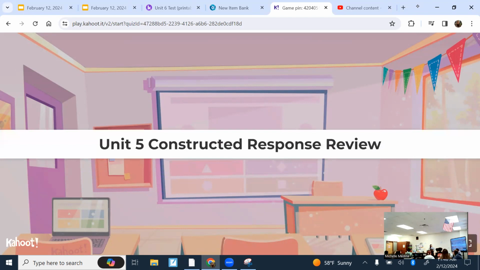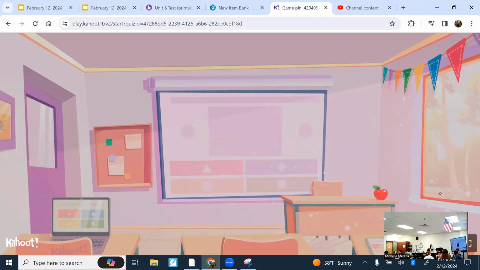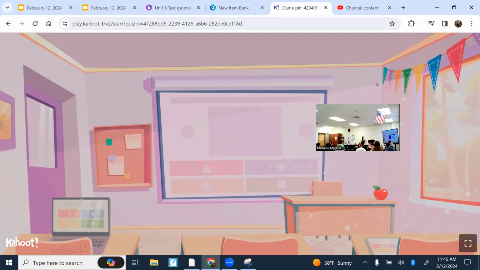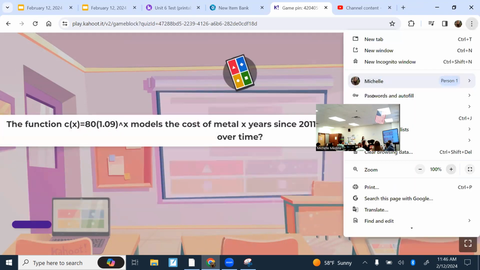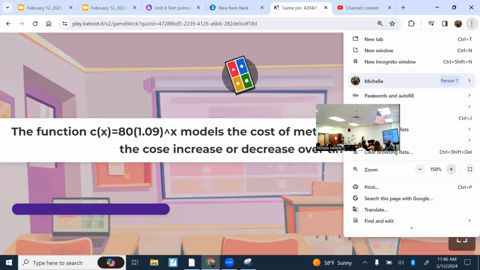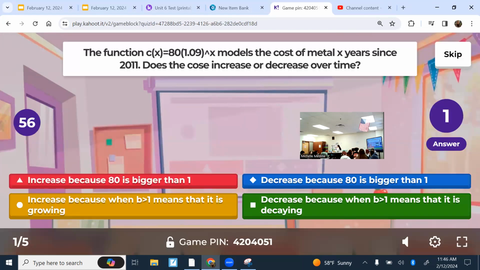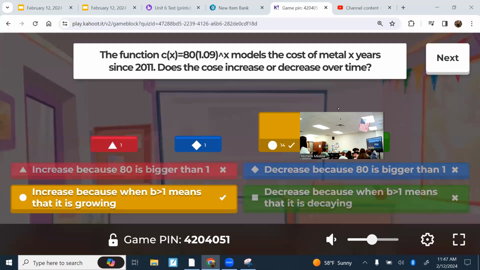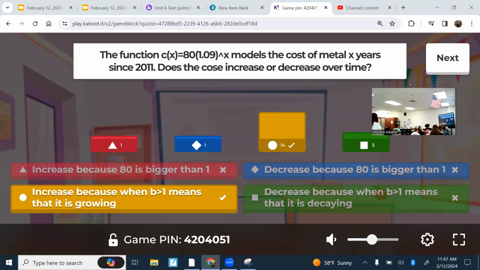So, Unit 5, constructed response review. First question is, when you have this function, does the cost increase or decrease over time? Look to know that it's increasing or decreasing.